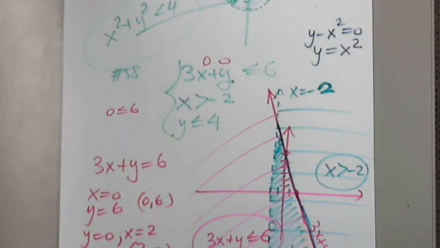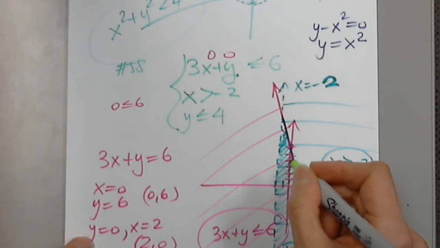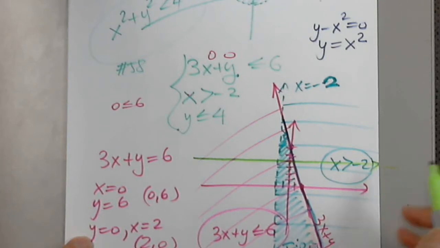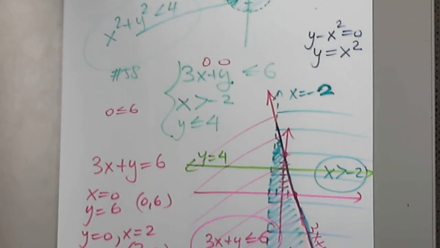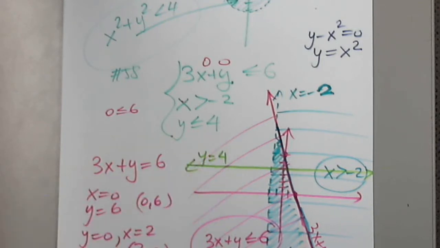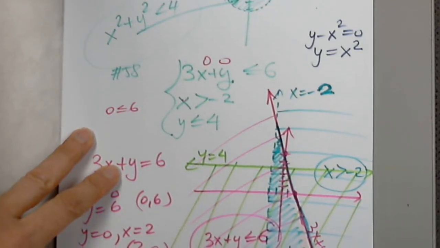Okay. Now I can put in the third one. And I have to start with y equals 4. What type of line is y equals 4? Horizontal. Good. 1, 2, 3, 4. Solid or not? Solid. Very good. Now, which territory do I pick? It says y less than or equal to 4. Top or bottom? Very good. So this is y less than or equal to 4.